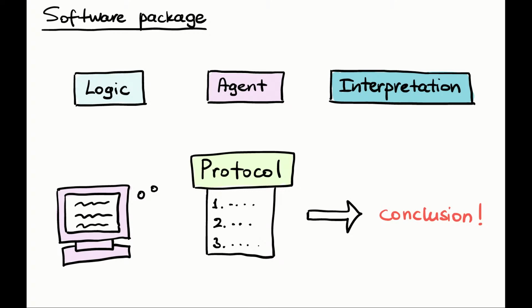And finally, the protocol. This is the step-by-step description of the actions that agents have to make. For example, Alice makes a measurement, Alice prepares system S in a state conditioned on that, sends it to Bob, and so on. And then finally, having all this as input, we get as an output a conclusion whether this framework is consistent or not.